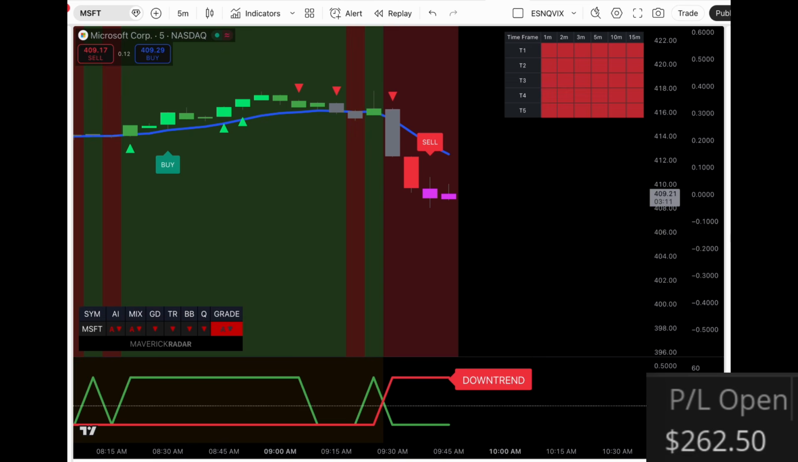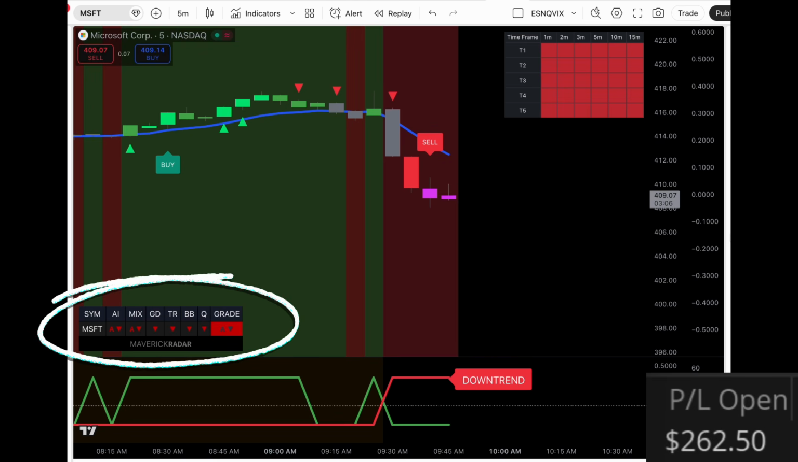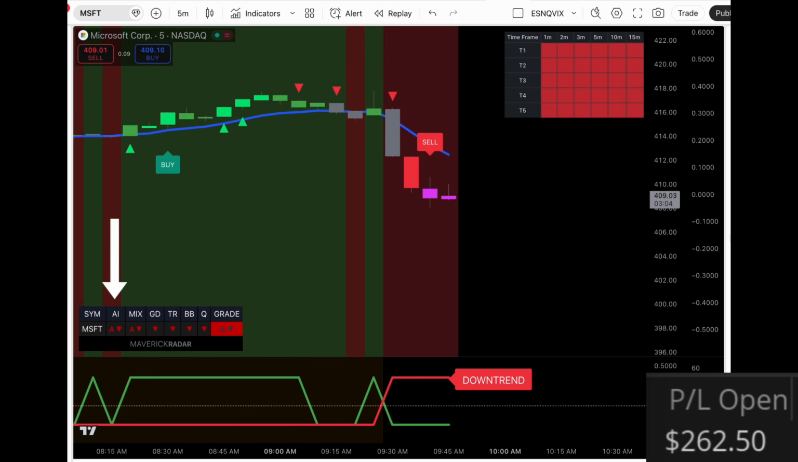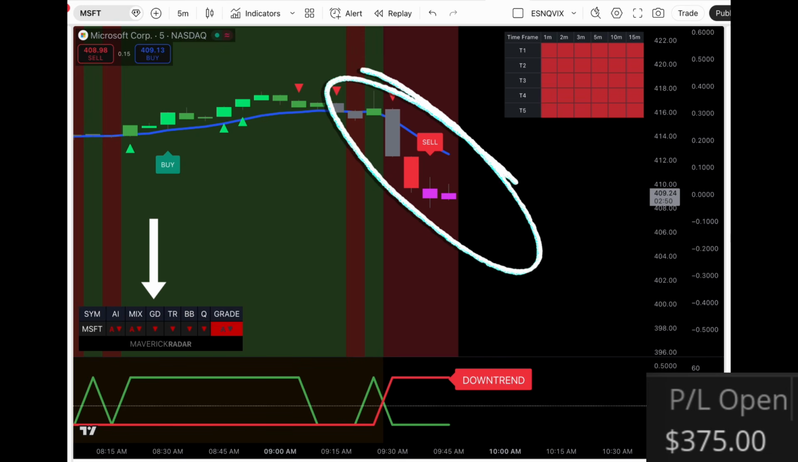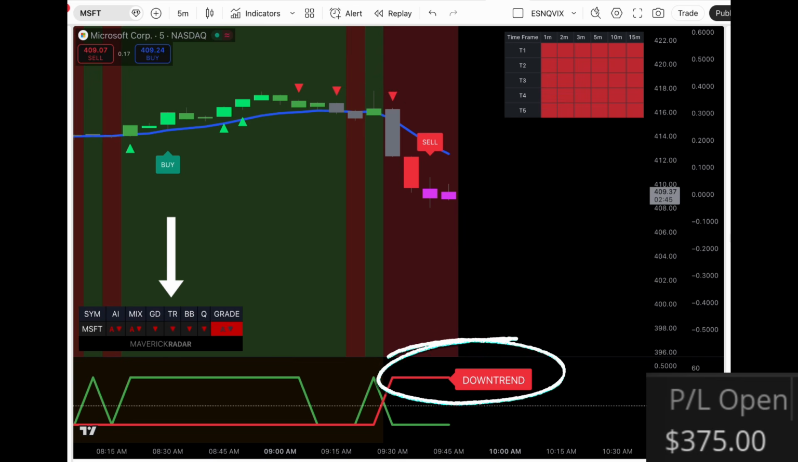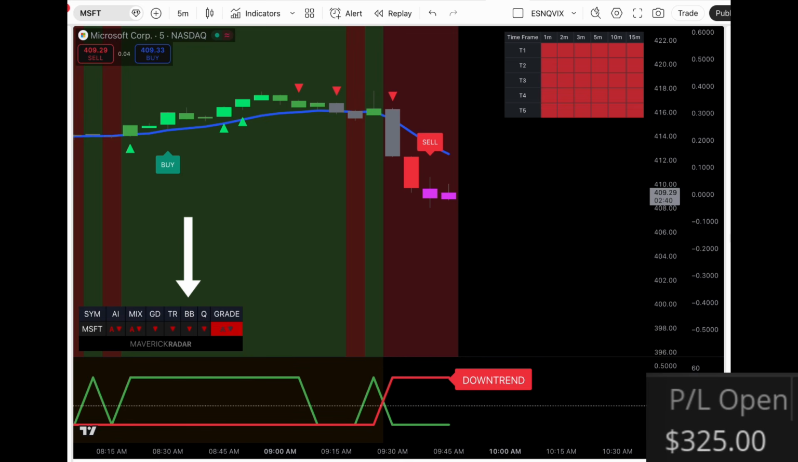And what the Maverick radar is doing down here is looking at each one of these elements and saying, okay, Maverick AI Pro, yes, you have an A grade. You have hot pink candles to the downside. Maverick Multi-X, you have an A grade because all five traders are voting bearish across multiple time frames. The Maverick guide, price is below the Maverick guide, so you get the down arrow. Maverick trender is pegged to the top and you have a downtrend label, and then the bear bull indicator, one of our indicators that's coloring your background, shows the bears are in control.